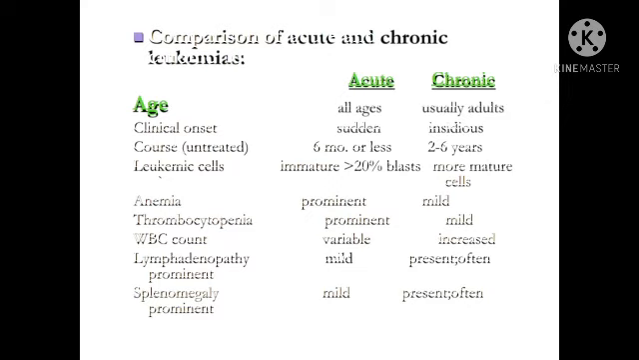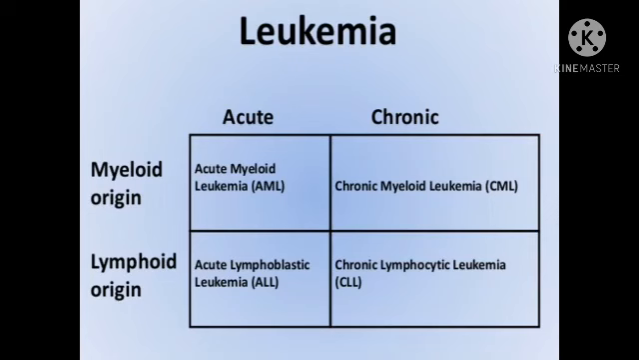Anemia and thrombocytopenia will be very prominent in acute leukemias because the progression is very rapid. In chronic leukemias, anemia and thrombocytopenia are very mild. WBC count is variable here; it is increased in chronic leukemias. Lymphadenopathy and splenomegaly are mild in acute leukemias. In chronic leukemias, they are very common.